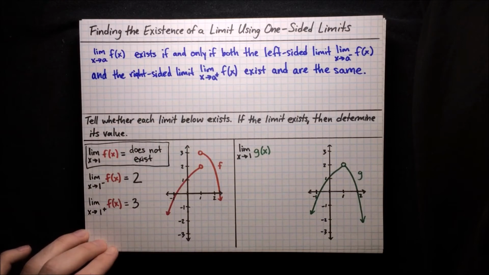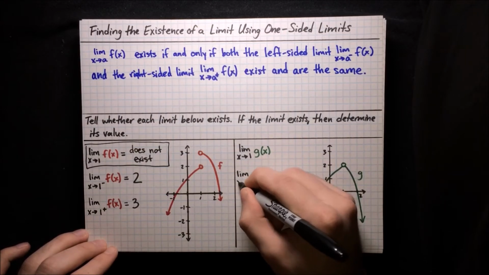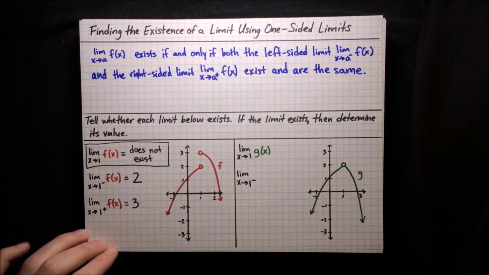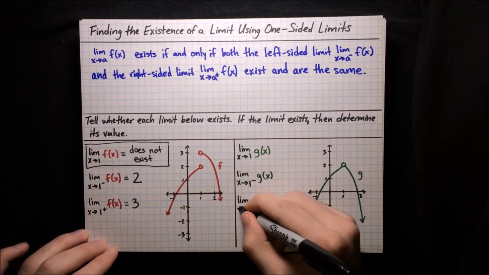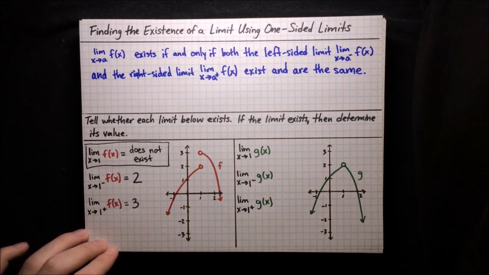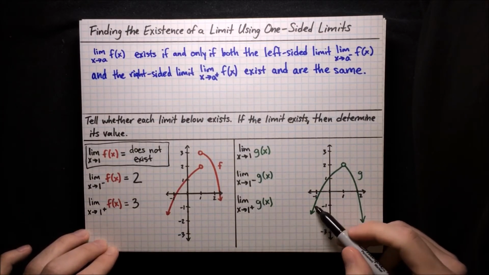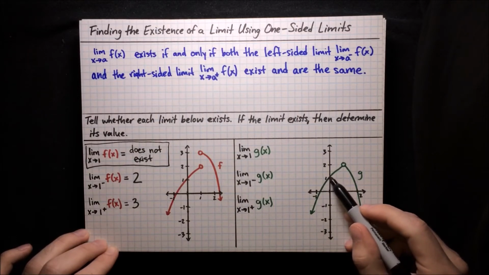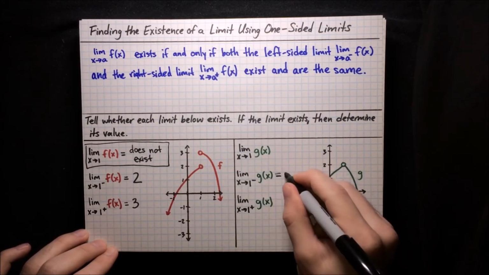Alright, so how about the next limit? Limit as x approaches 1 of g of x. G of x is shown in this graph here. Again, in order to tell whether this limit exists, we have to compute the left and right limits: limit as x approaches 1 from the left of g of x, and limit as x approaches 1 from the right of g of x. Let's first tackle the limit from the left. We're on this branch here, approaching 1, coming from the left, moving right to an x value of 1. What does y do? Well, y is approaching 2. So the limit from the left equals 2.